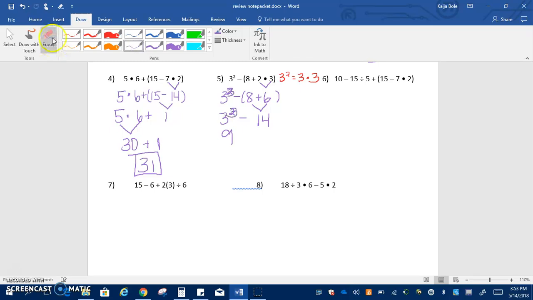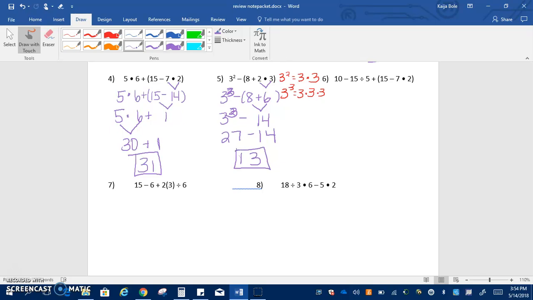Alright, so 3 cubed then, well we know 3 squared is 9. So to get cubed, I would just have to multiply that one more time. So I'm going to write it again. 3 cubed is actually 3 times 3 times 3. So 3 times 3 is 9. 9 times 3 is 27. So I have 27 minus 14. And that will give us our final answer of 13. I knew something there looked a little bit funky.